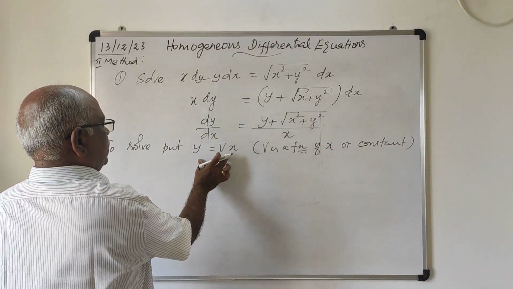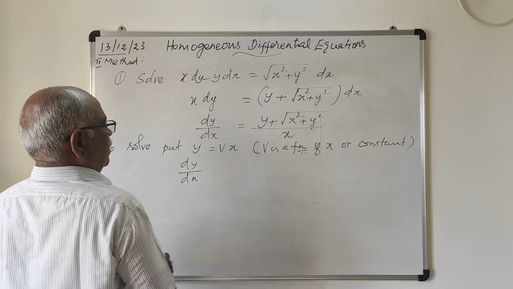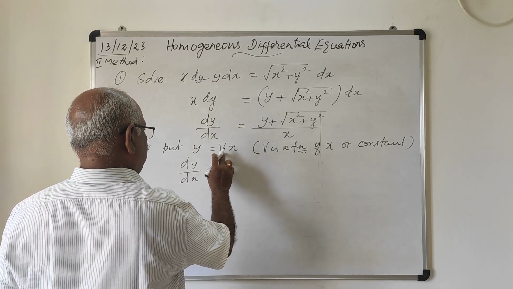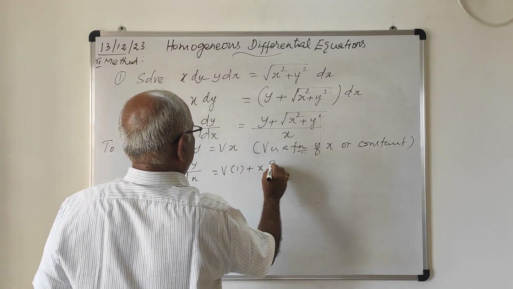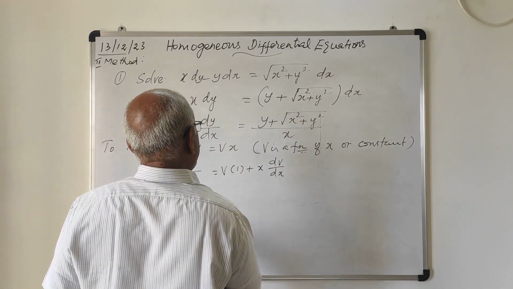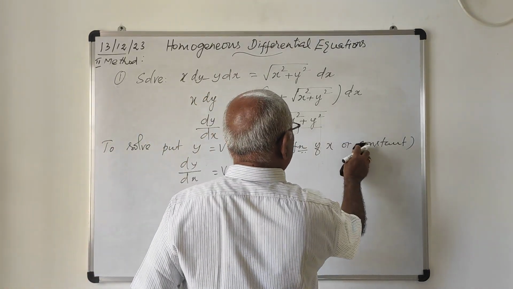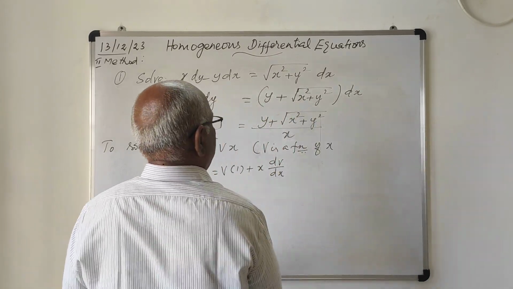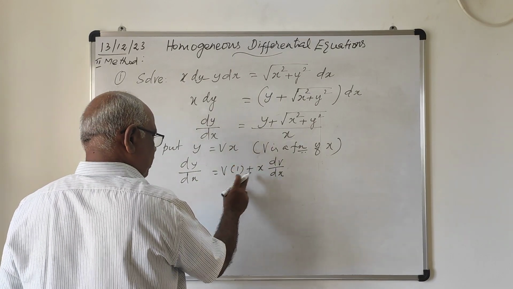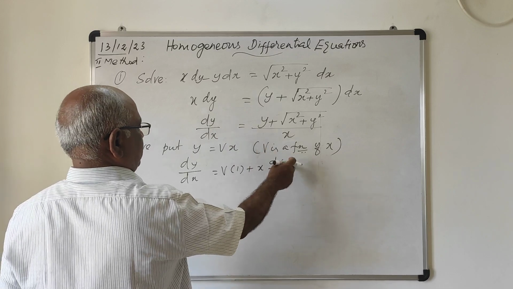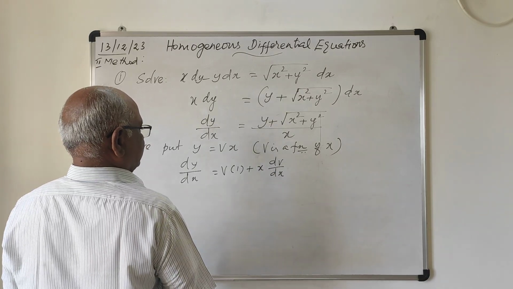So if you put y equal to vx, what is dy by dx? V and x are functions of x, so v into the derivative of x is 1, plus x into the derivative of v is dv by dx. V is a function of x, so we are differentiating v with respect to x. So dy by dx is v plus x dv by dx.